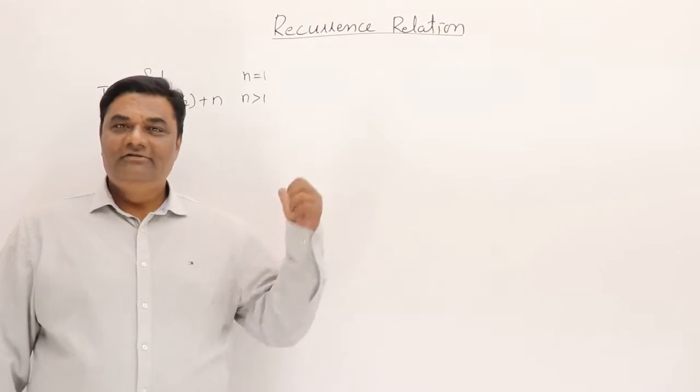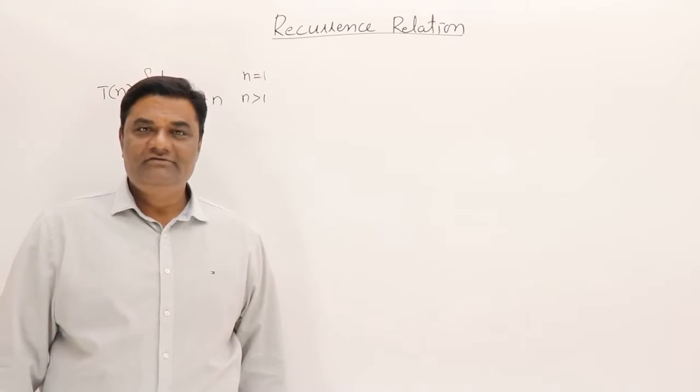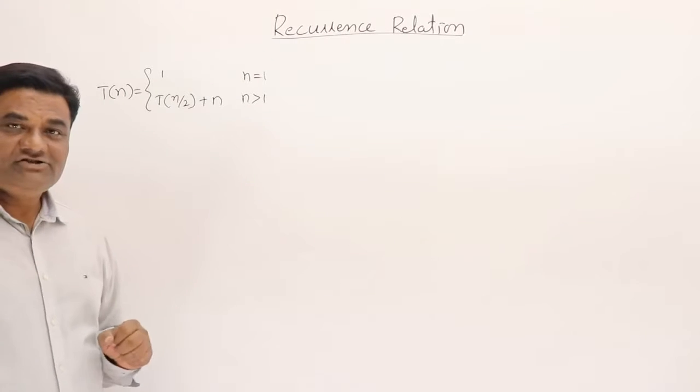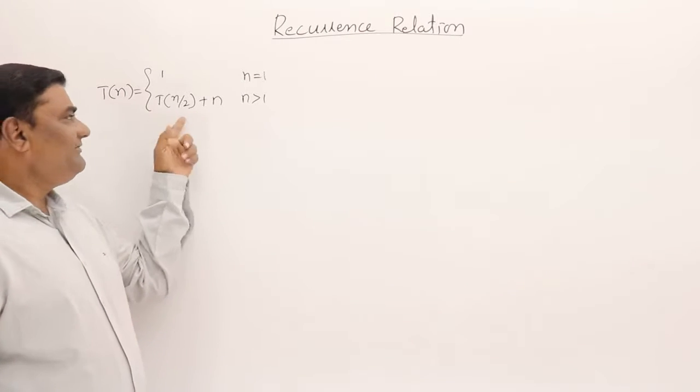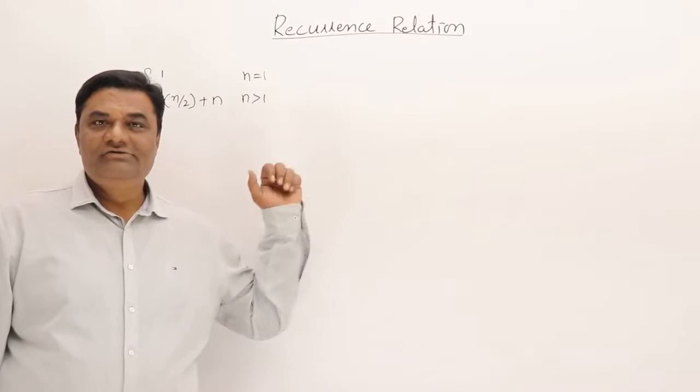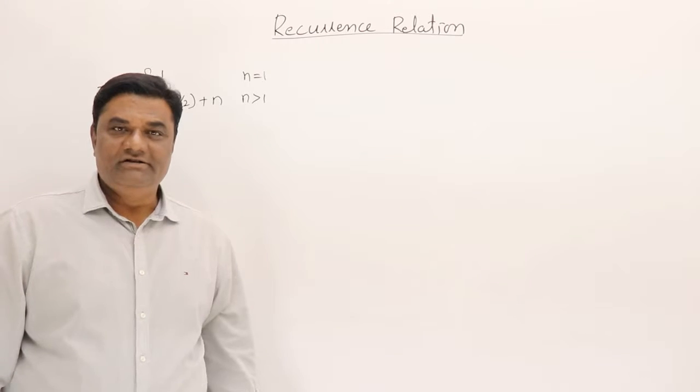Hi. Now one more recurrence relation I will solve. I have not written any algorithm, directly I have taken a recurrence relation and this is a dividing function. T(n) is divided. I'll solve this using the recursion tree method.